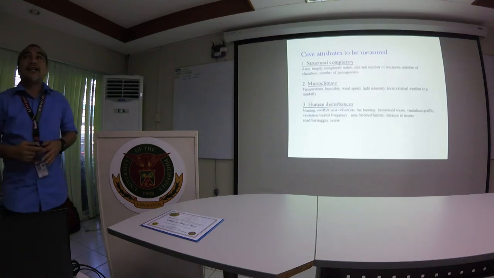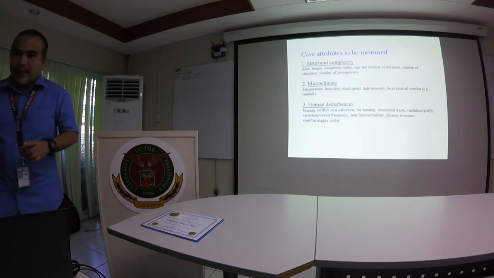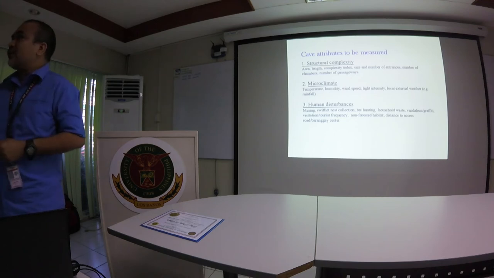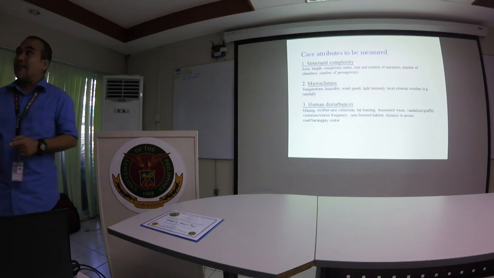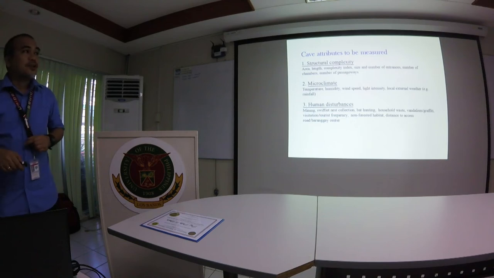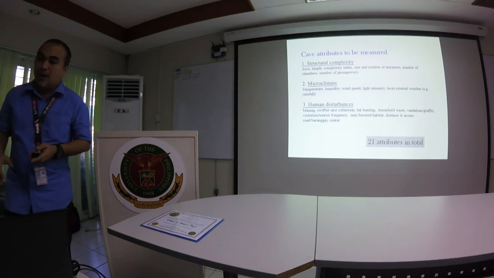Right. So what are the cave attributes to be measured? I separated them into three major groups: structural complexity, microclimate, and human disturbances, like I showed before. That's a total of 21 attributes all in all.